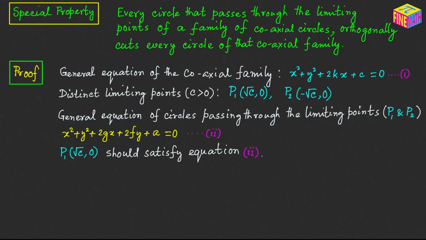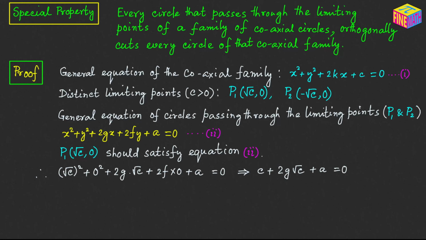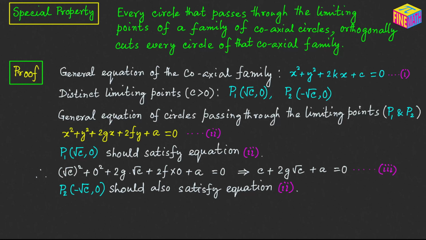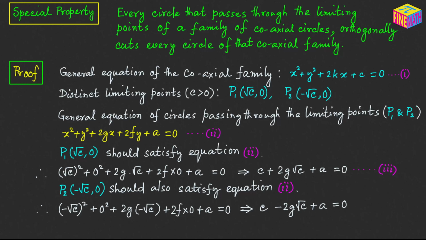Now let's plug in the x coordinate and the y coordinate in this equation. So the equation would look like this, and if we simplify a little bit, it would look like this, and I'm going to call it equation number 3. Similarly, the coordinates of the other limiting points should also satisfy this equation, and let's plug in the coordinates in this equation. So it will look like this, and then we are going to simplify a little bit, and it is going to look like this, and I'm going to call it equation number 4.